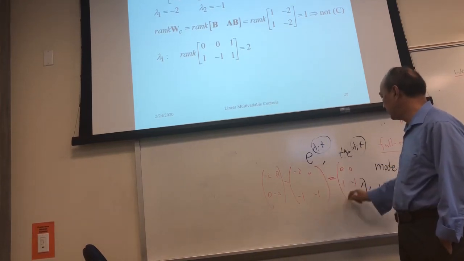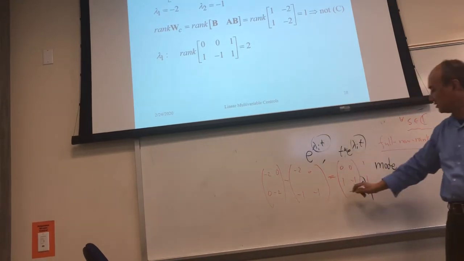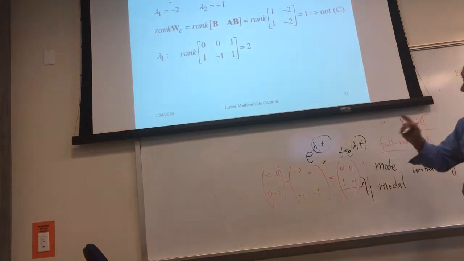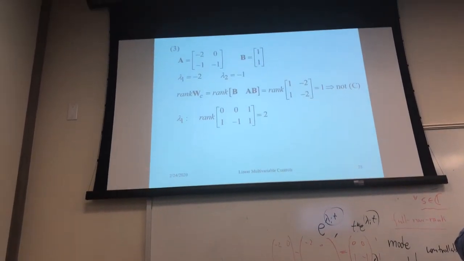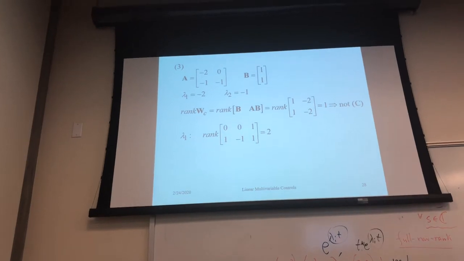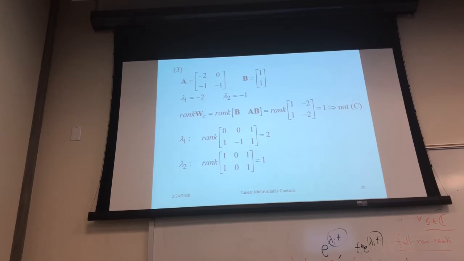Then you add B, so it's 1, 1. Then this is a Hautus test for lambda 1. So the mode lambda 1 is controllable. The rank is 2. It's controllable. But lambda 2 will give you rank 1, so lambda 2 is not. So what does that mean?